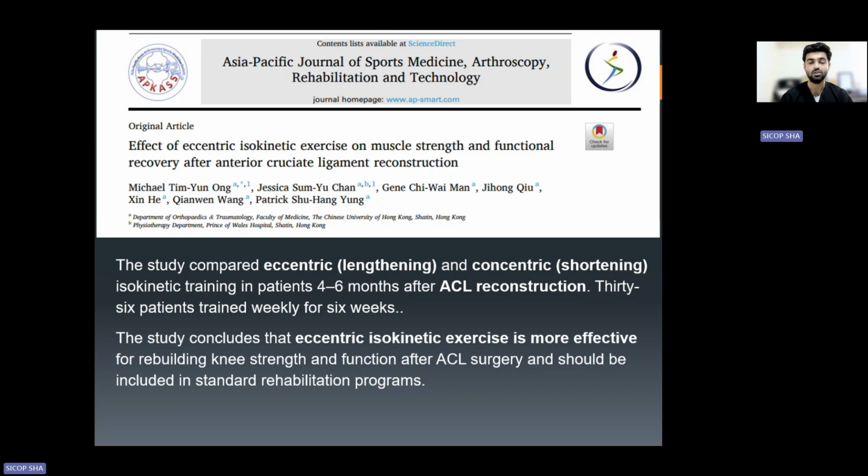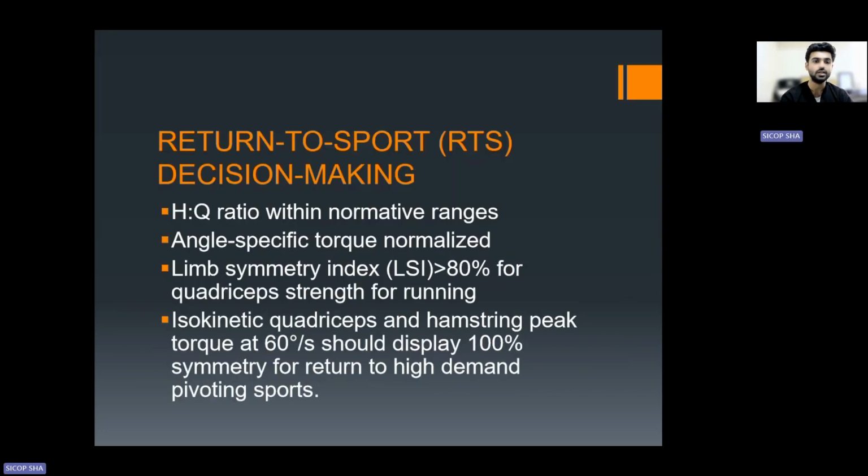So again, as we already discussed, isokinetic training or testing is a research-based and reliable method of testing and training. This is a good article which suggests that eccentric isokinetic exercises are more beneficial than other exercises. So we should add concentric-eccentric isokinetic exercises in a population like the athletic population. But we should apply this eccentric training after 4 to 6 months, or between 4 to 6 months. So this is the study.